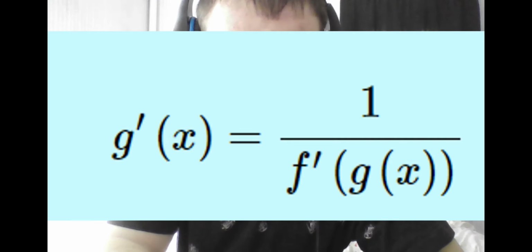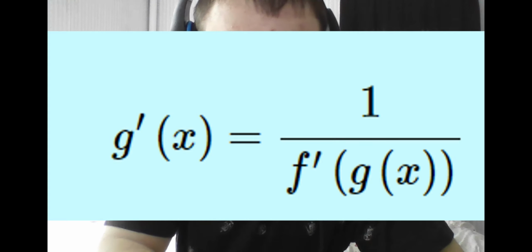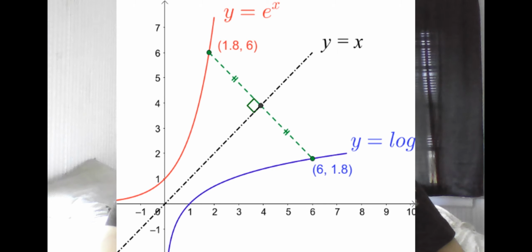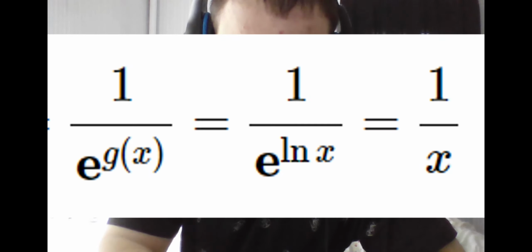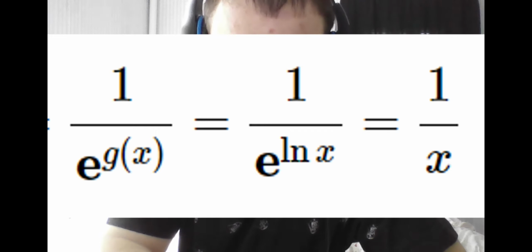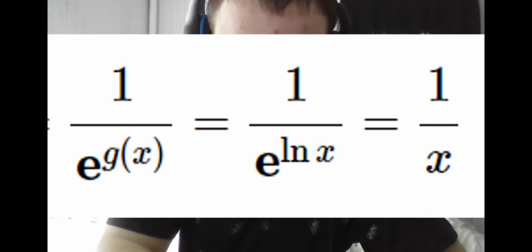So now that we have proven a formula for the derivative of inverse functions, we see that e to the power of x and ln of x are inverses of each other from the graphs. So we plug in the appropriate formula. We remember the derivative of e to the power of something is simply e to the power of something. So we have 1 over e to the power of ln of x, which simplifies to 1 over x, because of the algebraic definition of inverse functions. In conclusion, the derivative of ln of x is 1 over x.